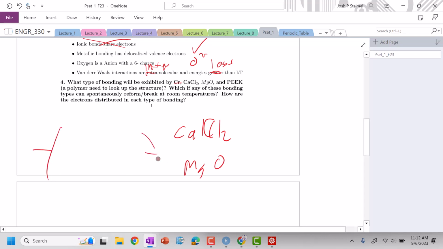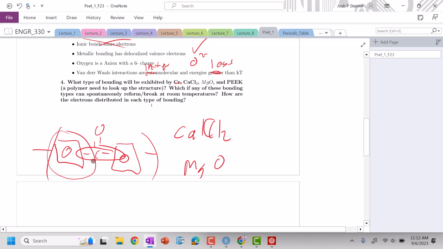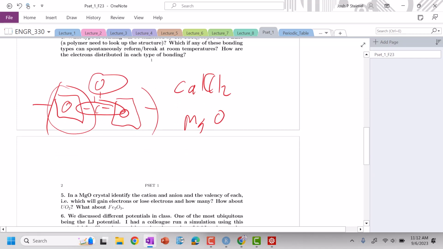PEEK is a polymer, and its structure has these big, basically aromatic carbon rings, and I think there are a couple of these O's here too. So polymers will have carbon-carbon bonds in here. Those are covalent, and they're going to be shared. But they're also going to have intermolecular interactions. Specifically, for these polymers that have these big rings, they're going to have steric interactions. And because of that O, they're going to have polar interactions as well. So those are effectively the types of bonds that you'll expect to see here.